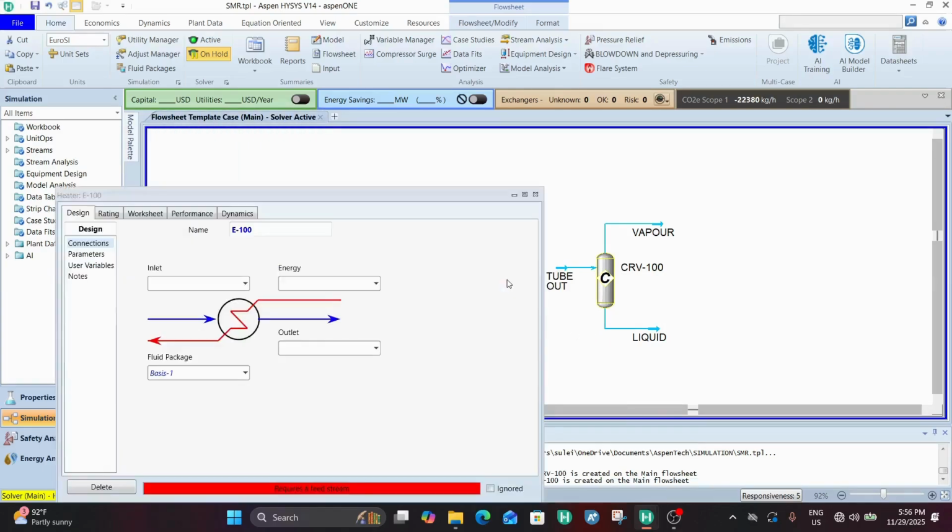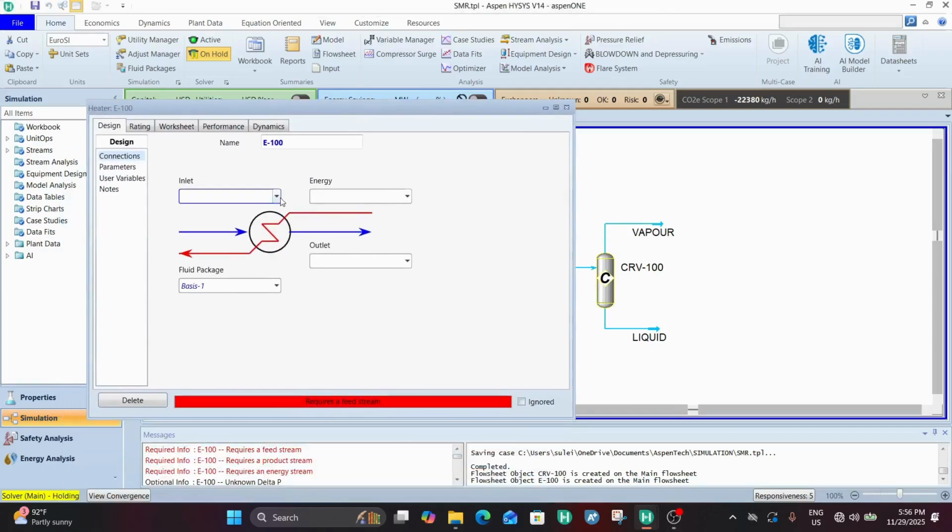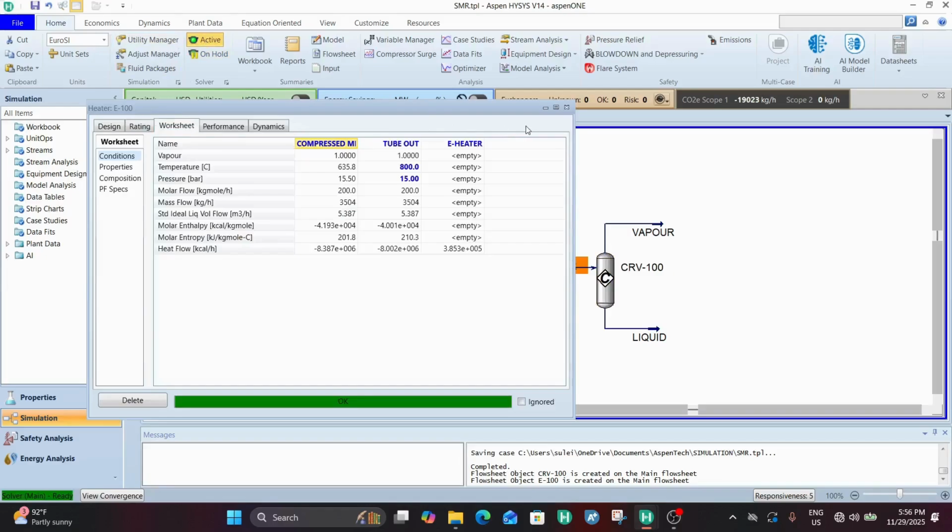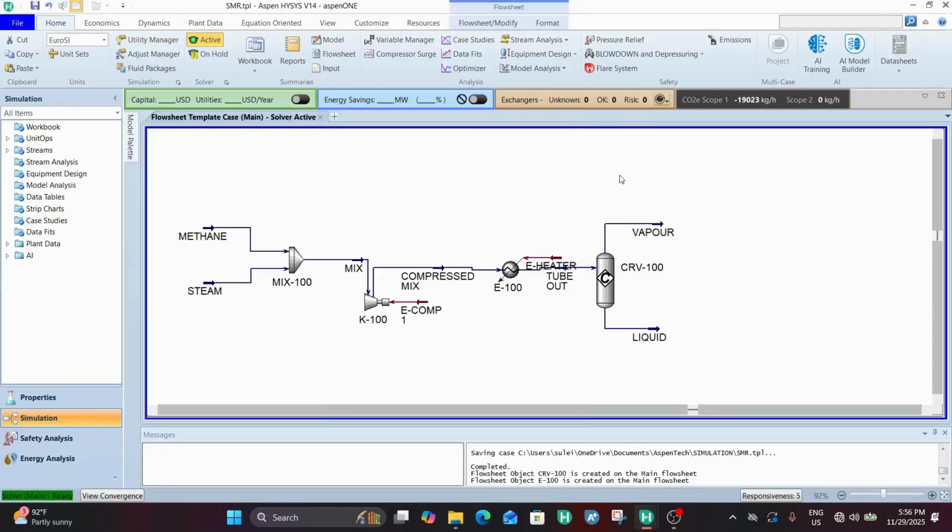But you do get the concepts. Unfortunately, it wasn't possible. So I'm just going to plug this in compressed. This as our tube out, and call this our E heater, because a heater requires an energy stream. And then put this button active. And yes, we are good to go.